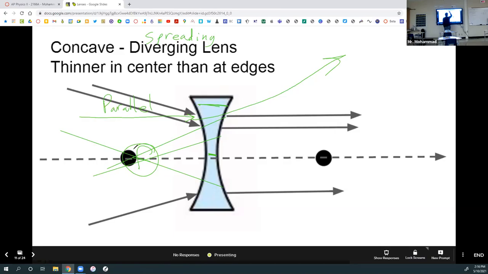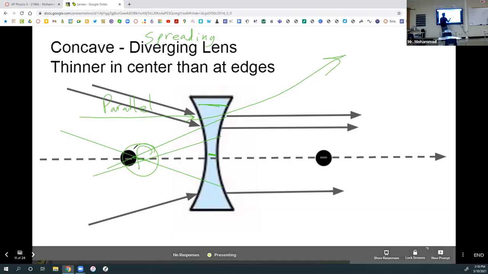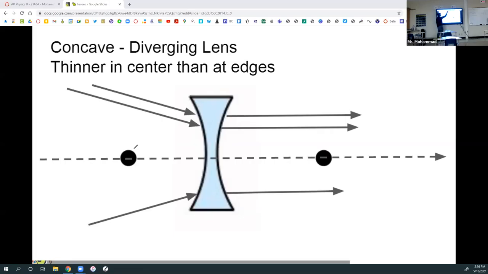So the opposite of that is also true. If we have light that seems to be trying to get to the focal point, the light that's aimed towards the focal point is going to be bent parallel. So incoming light that looks like it was headed towards the focal point, when it hits that lens, it gets bent.